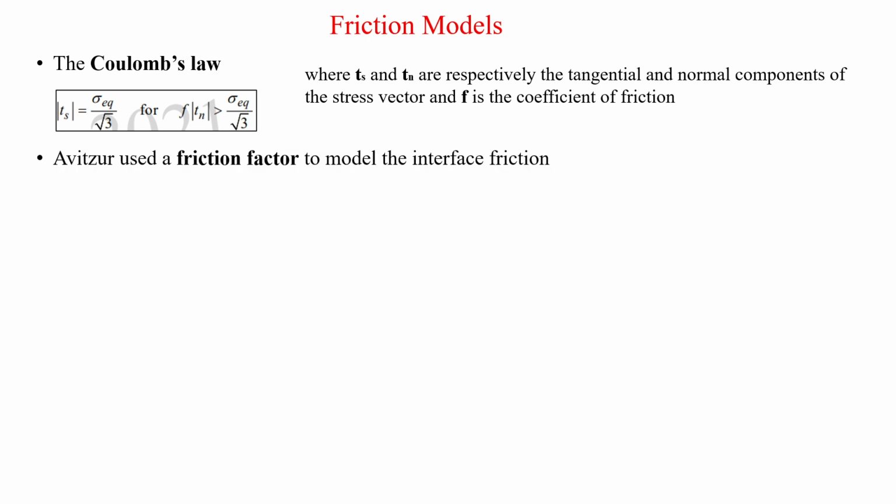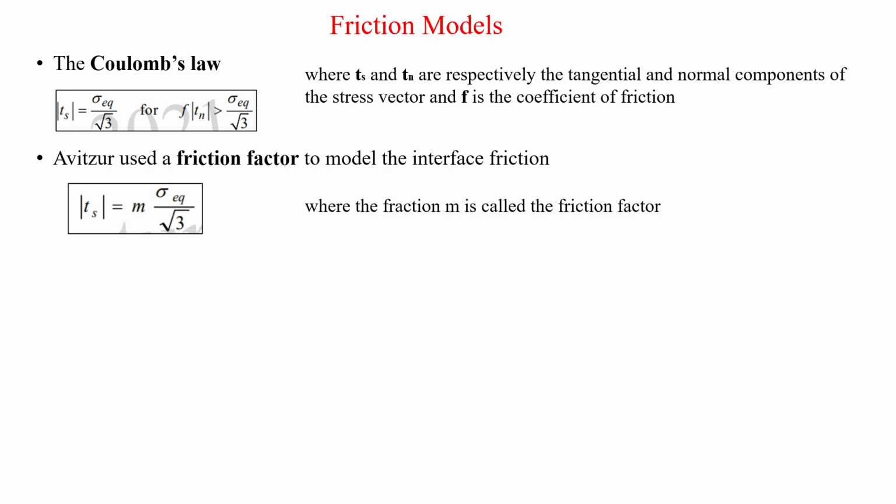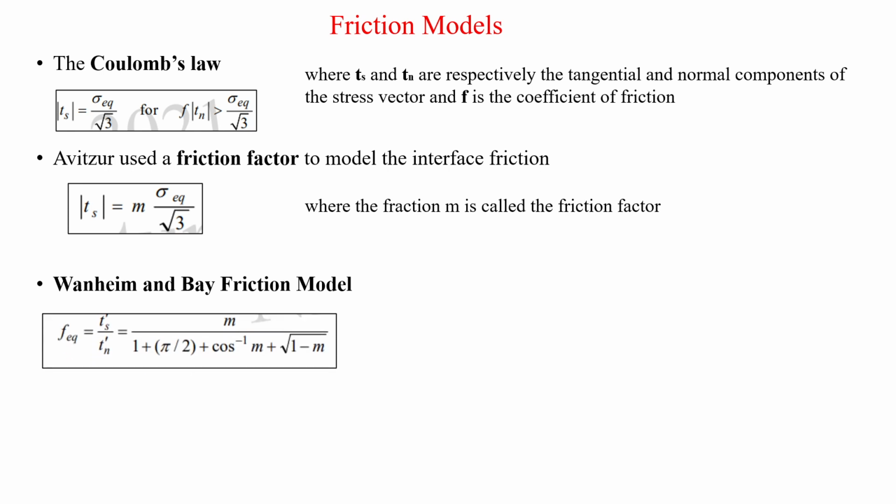One is the Avitzur-Stewart model, which uses the friction factor to determine the formula. For example, Ts is equal to m sigma equivalent by root 3. This is a very important formula, used to find the tangential component of the stress over the friction area, where m is called the friction factor. And one is the Wanheim and Bay friction model, in which the equivalent value of friction, F equivalent, is the coefficient of friction, which is found by using this formula.